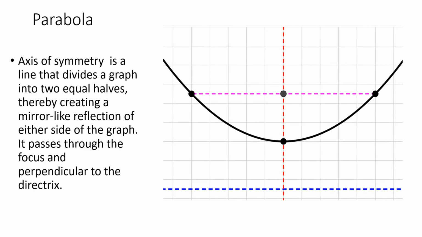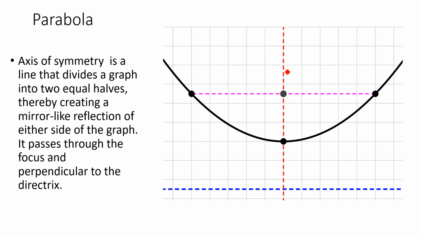Now let's have some parts of the parabola. The axis of symmetry is actually the line that divides the graph into two equal halves, thereby creating a mirror-like reflection of either side of the graph. It passes through the focus and is perpendicular to the directrix. Now, in this case, the broken line in red is our axis of symmetry.